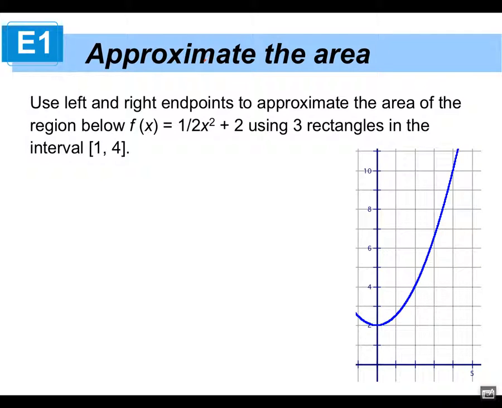So, we'll do the first one in red. I have a function. This function is 1/2 x squared plus 2, and I want to do 3 rectangles over the interval from 1 to 4. So first things first, it's fairly obvious in this problem, but we're going to do the calculation. I want to know delta x. Well, b is 4, a is 1, and I need 3 rectangles. So conveniently enough, each rectangle will be 1 unit wide.